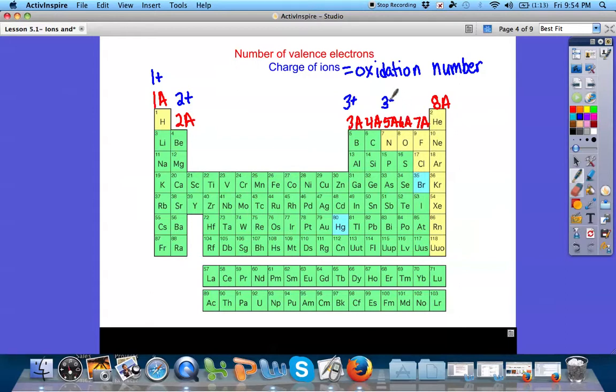6A column with oxygen, we're going to gain 2 electrons for a 2 minus charge. And then our halogens in the 7A column are going to gain 1 to get to 8. And so that's where our charge on our ions comes from. This is also referred to as oxidation number. Those go hand in hand and mean the same thing.